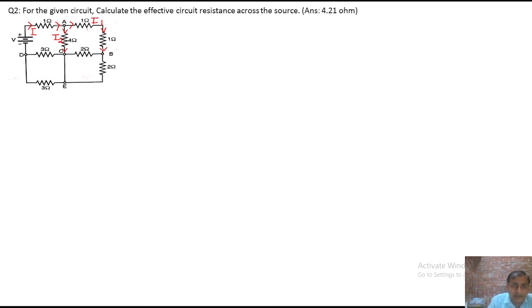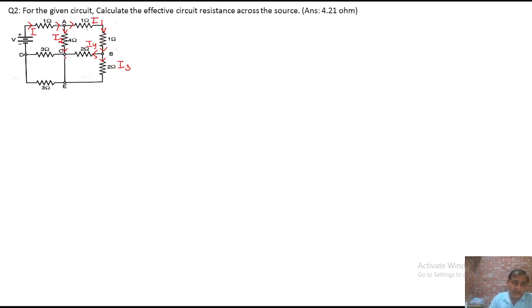This I1 is also divided into two parts, I3 and I4. This is I3 and this one is I4. This is I4 and at point C, this is I2. Both are added at a junction at C.